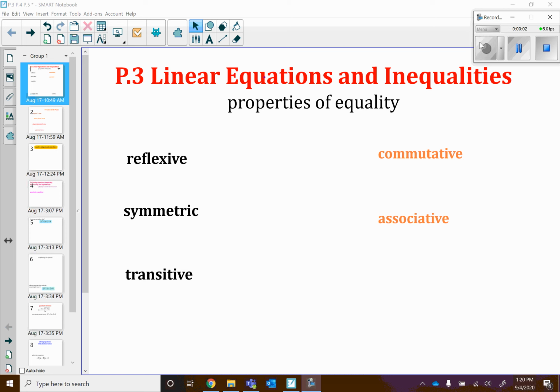Hello, Honors Trig Pre-Calc. We're going to be doing sections P.3, P.4, and potentially P.5 today, but we're going to kind of play it by ear, see how it goes. Let's start with P.3 with linear equations and inequalities.